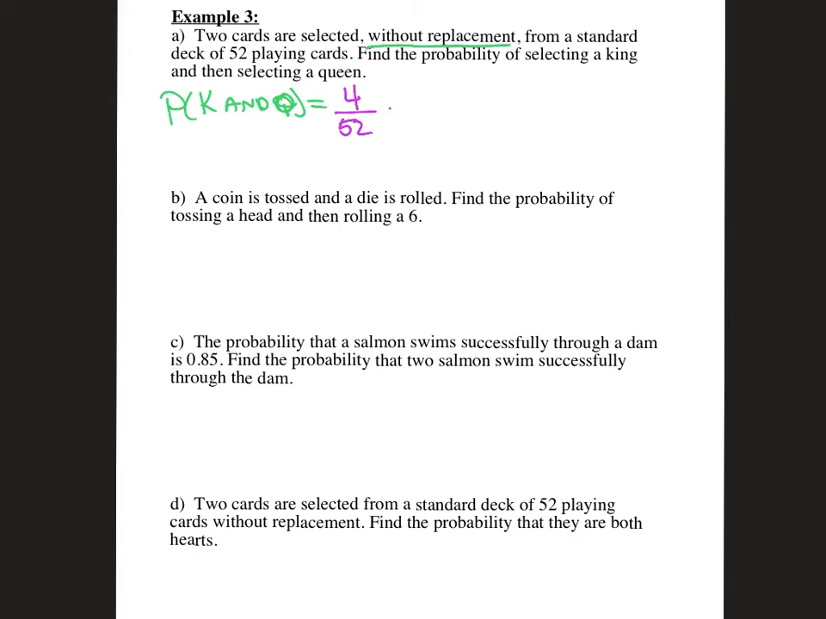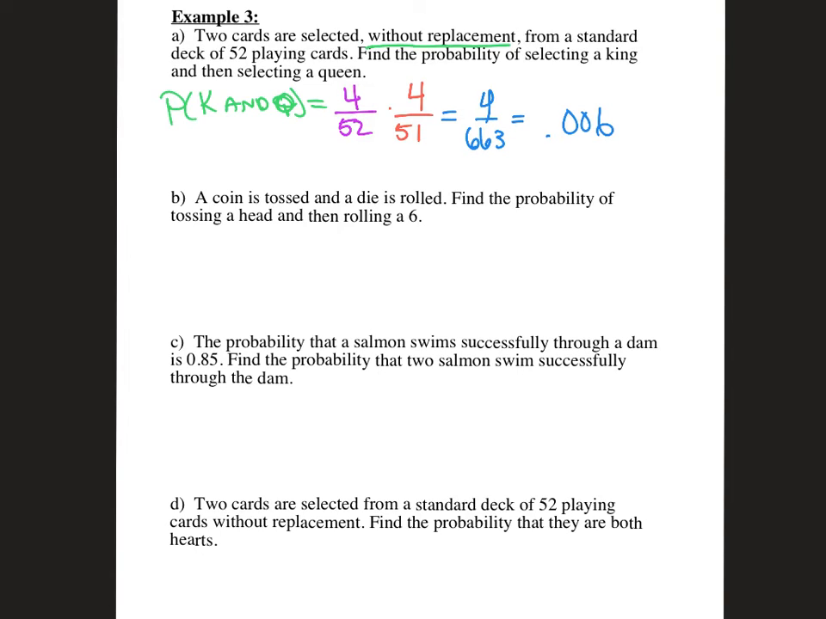Times, we assume that we drew a king the first time. So we still have 4 queens left, but we did not replace that king, so we only have 51 cards left. And whatever this is, it reduces down to like 4 over 663, I think is what it reduces down to. Okay, so this is 4 over 663, I think that's right. But really what you want to know is the decimal. So 0.006.